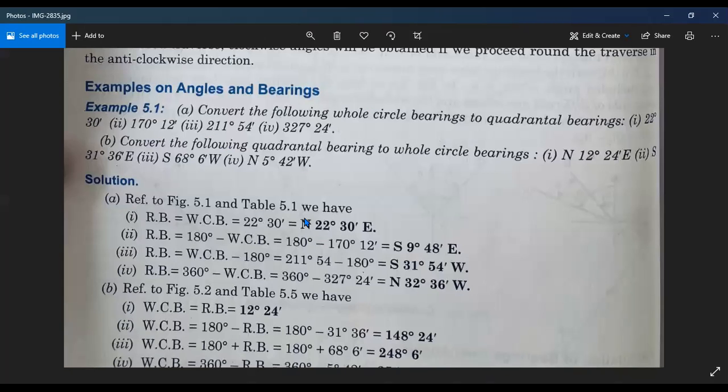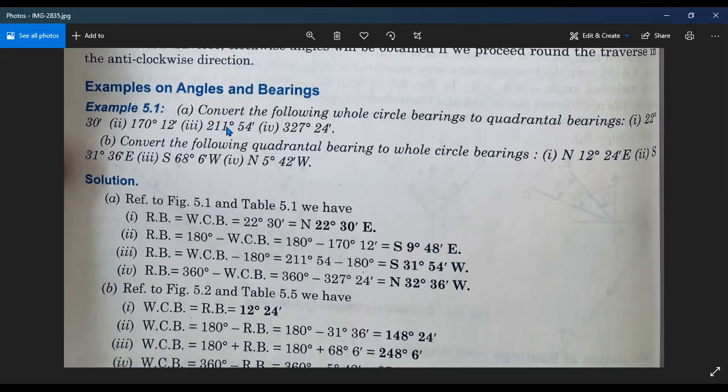So how will I write it in the quadrantal bearing system? From north towards east it is. If I draw north, south, east, west quadrants, 22 degrees 30 minutes lies in the first quadrant, north 22 degrees 30 minutes east. Okay. Next, the second one they have given is 170 degrees 12 minutes, which lies in the second quadrant. Second quadrant is between 90 degrees to 180 degrees. So the reduced bearing or quadrantal bearing of that line is 180 degrees minus the whole circle bearing. That gives you 9 degrees 48 minutes in the second quadrant. So I will write it as south 9 degrees 48 minutes east.